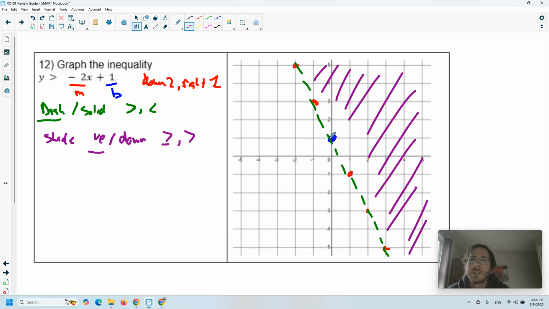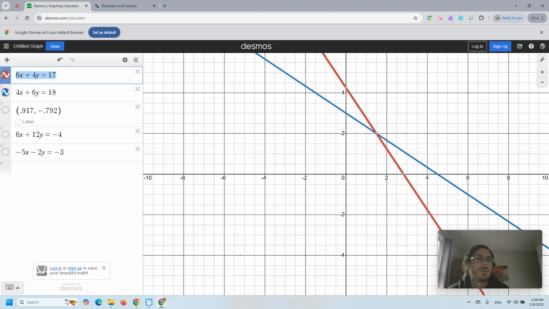Do you have this dot in the right spot? Do you have the right slope? Is it the right type of line? And is the shading in the right place? And if you're not sure, we just double check. y is greater than negative 2x plus 1.